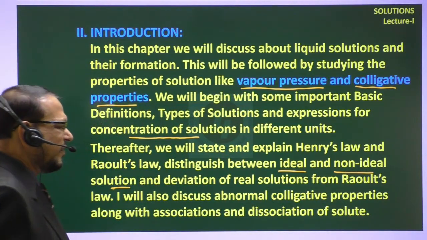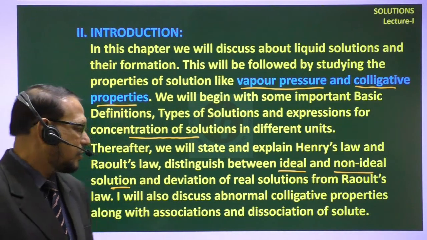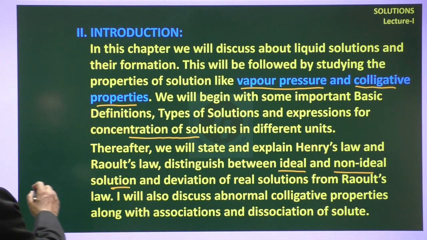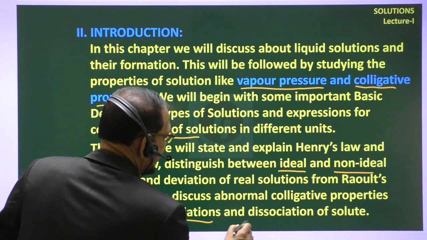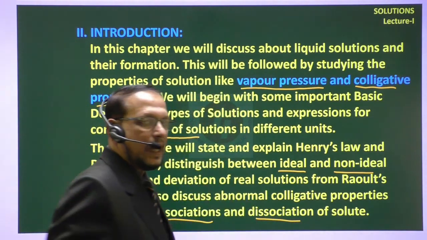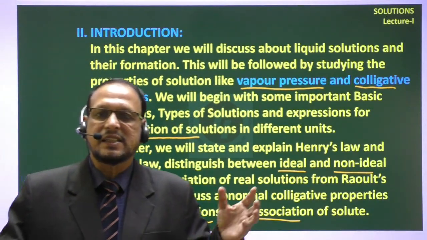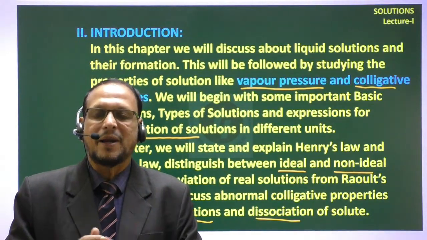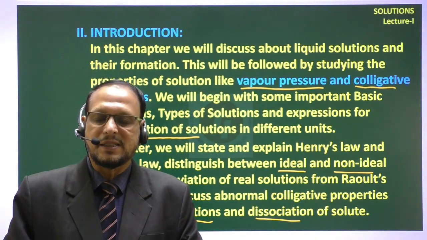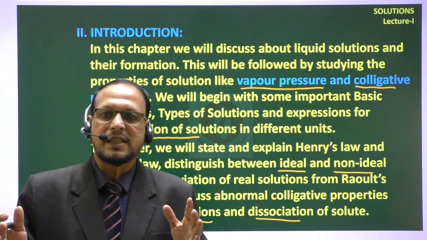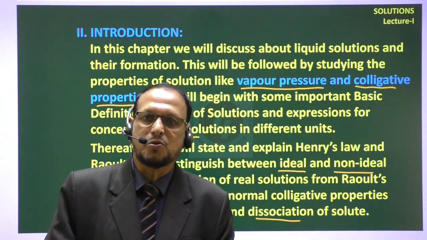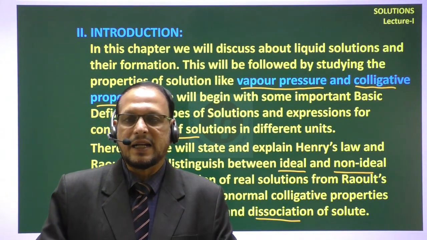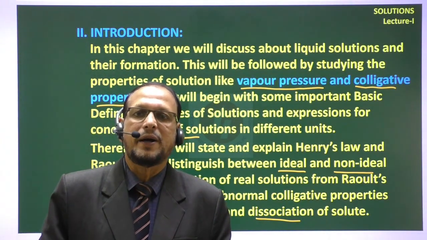We will continue with that. And the deviation from Raoult's law we will discuss, and the abnormal colligative properties. When the molecules associate or dissociate, like say concentrated acetic acid, what happens? Two molecules join together and it dimerizes. Molecules may also trimerize. That means two molecules of acetic acid form one molecule, so the number of moles decreases. That is the association. Then we will use the van't Hoff factor.